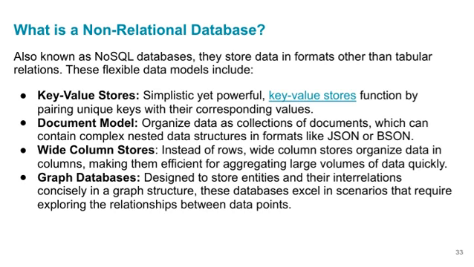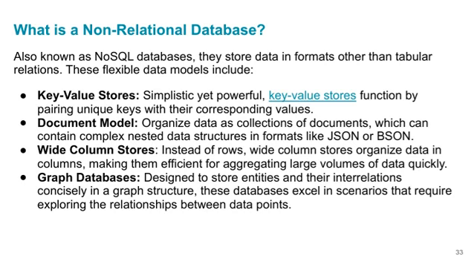Another type is the document model, where data is organized as collections of documents. These documents can contain complex, nested data structures, often formatted as JSON or BSON. This approach is especially useful when dealing with semi-structured data that doesn't fit neatly into tables. Then we have wide column stores, which organize data in columns rather than rows. This structure allows for efficient aggregation and retrieval of large volumes of data, making them ideal for big data applications.